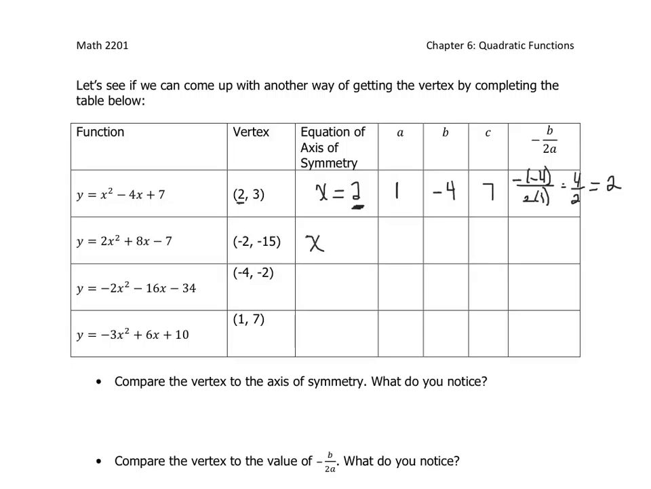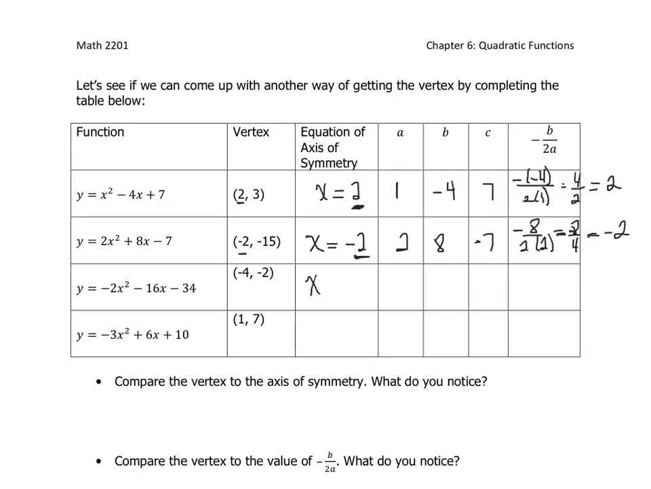So we know that if the vertex is given as (-2, -15), then the axis of symmetry has to be x equals -2. The a value in this case is 2, the b value is 8, and the c value is -7. So if we work out the value of negative b over 2a, we get negative 8 over 2 times 2, which is negative 8 over 4, which is negative 2. So again, the same thing happened.